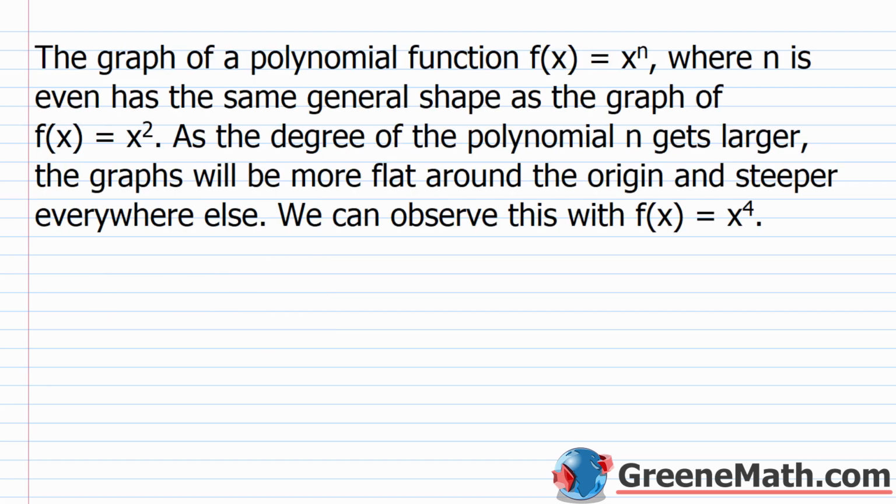Now, just some general information. When we talk about the graph of a polynomial function, something like f of x equals x to the power of n, where n is even, so something like x to the 4th power, the 6th power, the 8th power, the 10th power, we're going to say this has the same general shape as the graph of f of x equals x squared. We know that's the parabola shape. As the degree of the polynomial n gets larger, the graphs will be more flat around the origin and steeper everywhere else. We can observe this with f of x equals x to the 4th power.